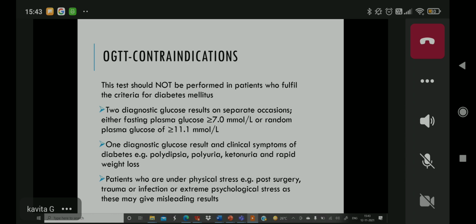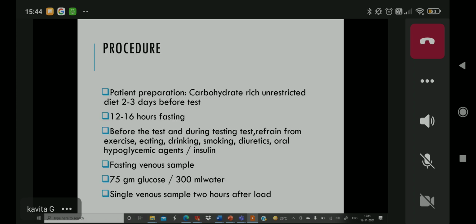So when are we not going to do an OGTT? We're not going to do an OGTT when we've already got two tests of fasting plasma glucose or random glucose more than the cutoffs, which in our case are 126 and 200. Second, we're not going to do it when we have one result in hand and the patient has symptoms. Third, as I've already mentioned, anybody in surgery, after surgery, with fever or trauma, in any case you're not going to do an OGTT. Ask the patient to have a carbohydrate-rich, unrestricted diet 2 to 3 days before the test. No exertion, no smoking, no nothing.